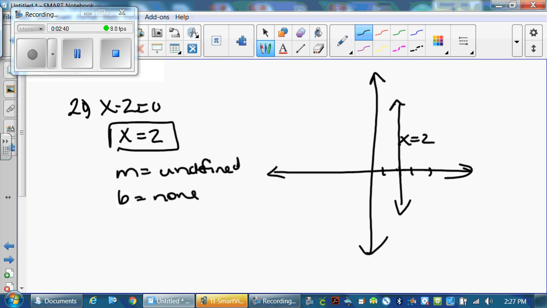So the slope of that is undefined. It has no y-intercept. It will never cross the y-axis. This is the x-axis. This is the y-axis. This line will never cross the y-axis. And that's how you do that.